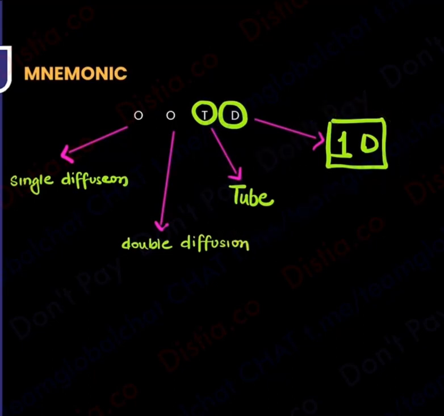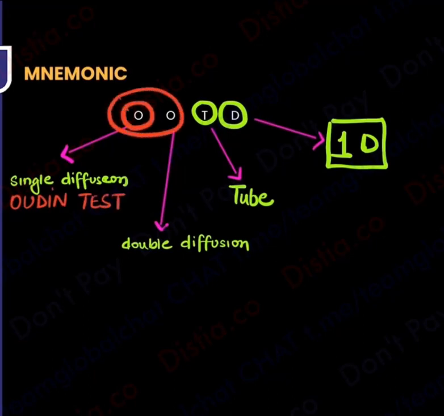The test is being done in a test tube. Single diffusion means only antigen is moving. Double diffusion means antigen and antibody both are moving. So when it is single diffusion, it is known as the Oudin test. The O for Oudin test. But when it is double diffusion, ma'am, the word double should come. That is known as the Oakley-Fulthorpe test. I'll repeat it.